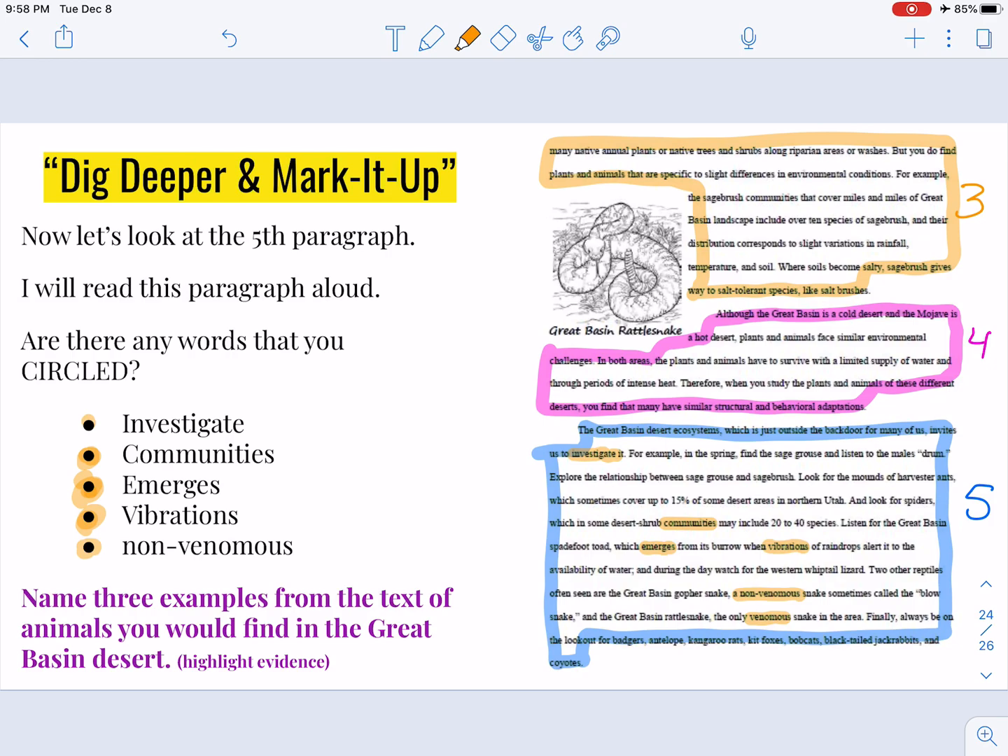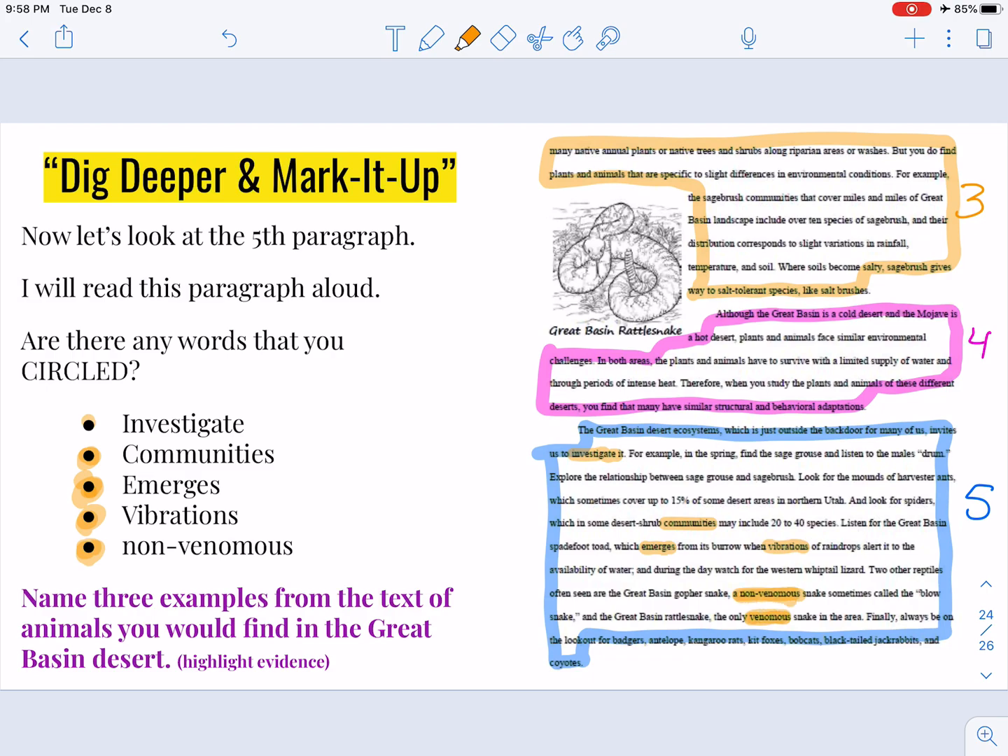Because remember, even though the desert doesn't get a ton of rain all the time, the rain that it does get can be very sudden, and it can come very quickly, very fast, and is very thick, and it can cause flash floods. Now, our last word we have is non-venomous, and it connects to this word down here, which is similar, but just venomous.